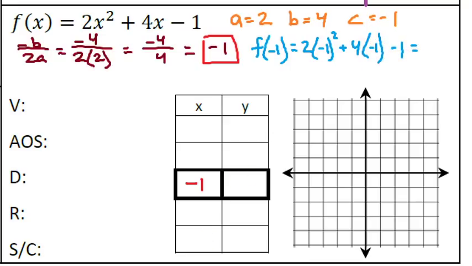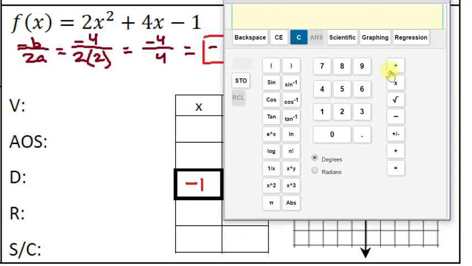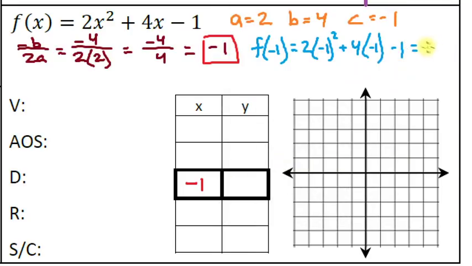Let's put that in our calculator. So we've got 2 parentheses negative 1 squared plus 4 times negative 1, and then minus 1. Check it out. I put all my variables in parentheses, press equal, and we've got negative 3. So the y value of our vertex is negative 3.